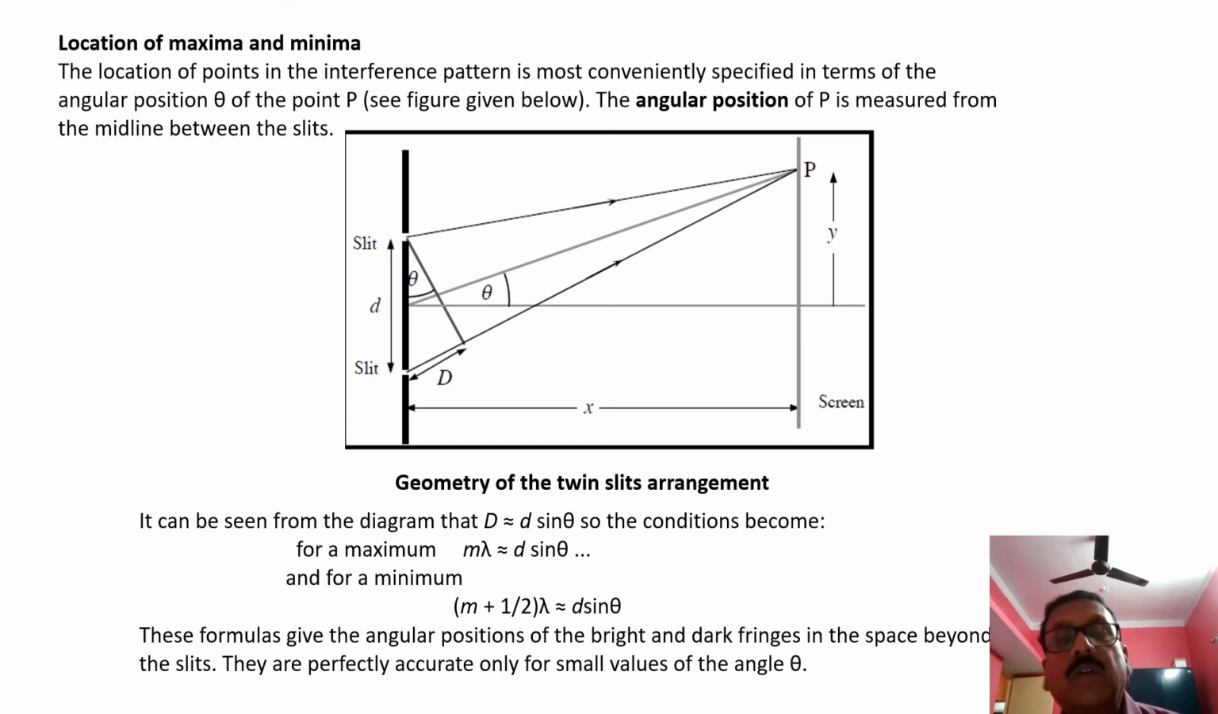Here is the pictorial representation for the location of maxima and minima. The location of the points in the interference pattern is most conveniently specified in terms of the angular position theta of the point P. The angular position is measured from the midline between the slits. It can be seen from the diagram that D is approximately equal to d sin theta. So the condition becomes, for a maximum, m lambda is approximately equal to d sin theta, and for a minimum, (m plus 1/2) lambda is approximately d sin theta. This formula gives the angular position of the bright and dark fringes in space.